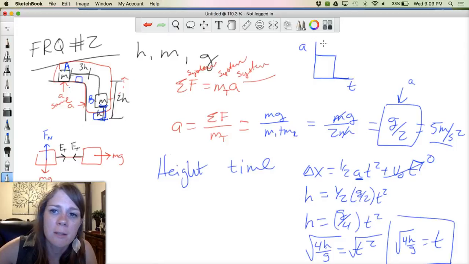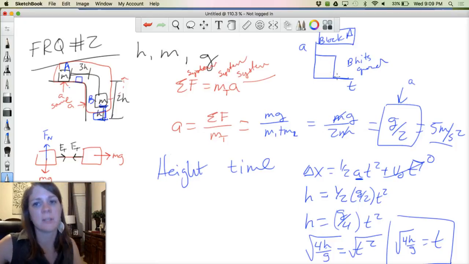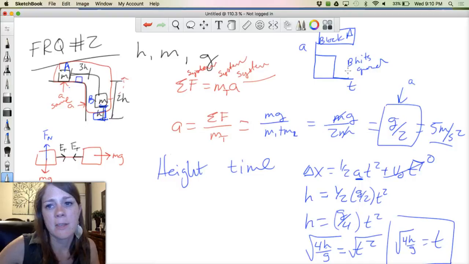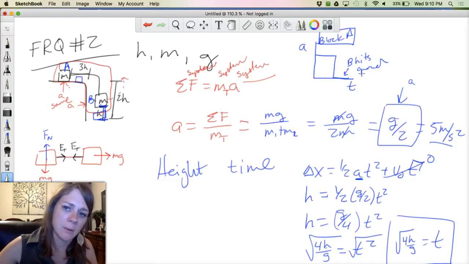So this is before block B hits the ground, and this is after block B hits the ground. So this would be the acceleration time graph for block A. That would kind of be the title of this graph, that it's the acceleration time graph for block A. And this portion of the graph would be after block B hits the ground.